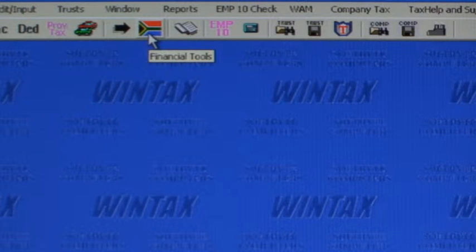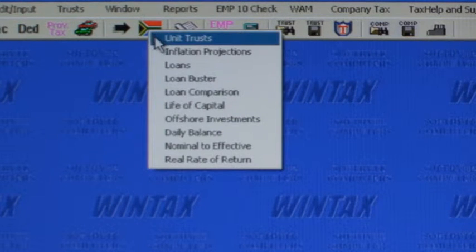In WinTax 2016, we've introduced a new option to the financial tools icon, the South African flag. If we click on that, the first option here is unit trusts, which shows the advantages of a unit trust investment and especially the tax advantages of investing in unit trusts. Let's have a look at this calculator.